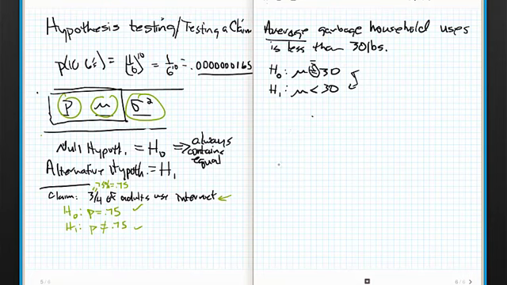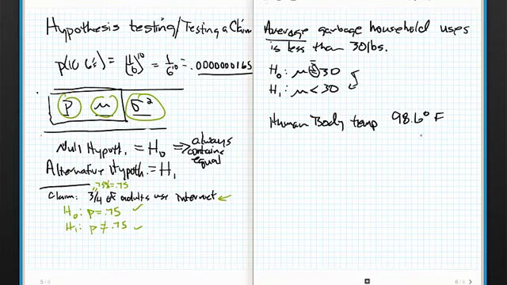The human body temperature is 98.6 degrees. Human body temp. So somebody comes up and says, hey, the human body temperature is 98.6 degrees Fahrenheit. That's a claim. It may or may not be right. Well, what are we testing? What claim are we testing? Are we testing a claim about a proportion, about a variance, about a mean?